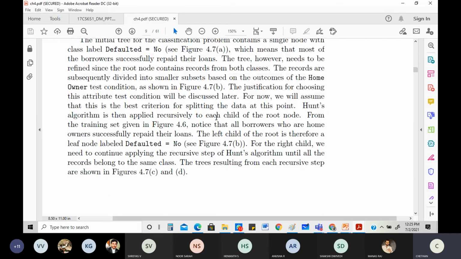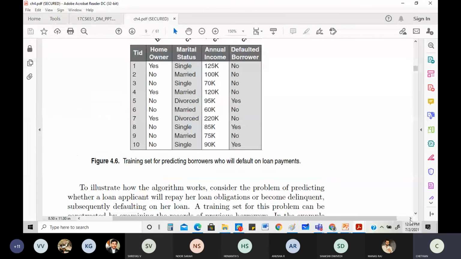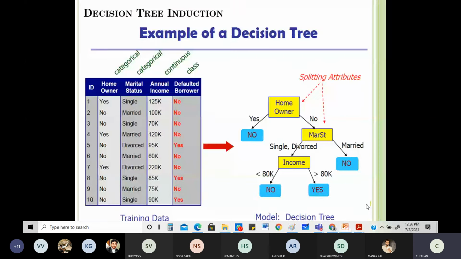Then we move into the next part. You can see very clearly, it says here, which means that most of the borrowers successfully repaid their loans. That's what we think. Next, the tree, however, needs to be refined since the root node contains records from both classes. Because we have two sets of people. What are the two? You can see that example right here. See this, you have people from two classes. People who pay everything, defaulted borrower, no, no, no. But there is a small set of people who will not be paying the loan, so defaulted borrower, yes.